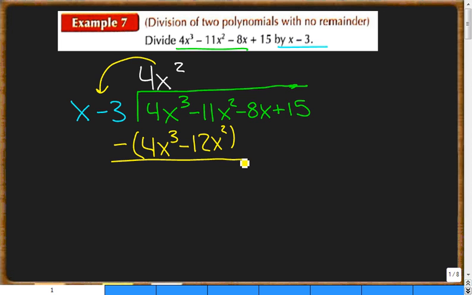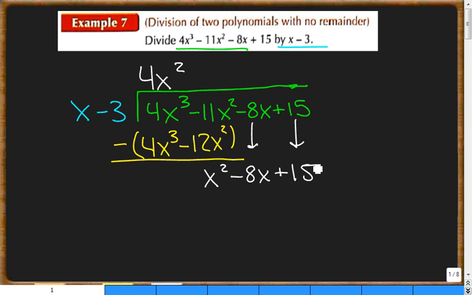So we're going to subtract these. This makes 0, so that goes away normally. Then we're going to do negative 11x squared minus a negative 12x squared. That is adding 12x squared, so we should end up with just a single x squared. We bring down our negative 8x, and we bring down our positive 15.